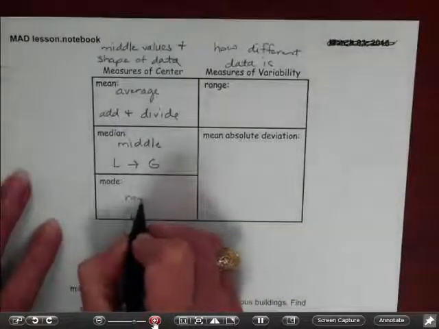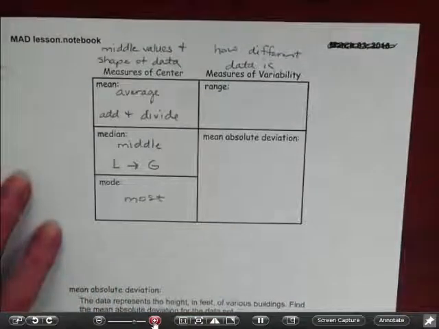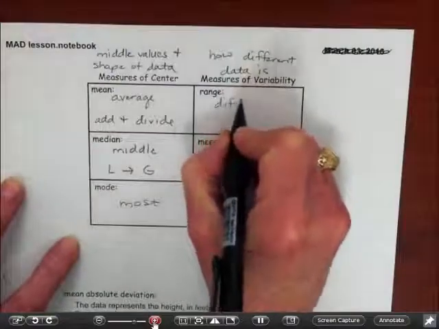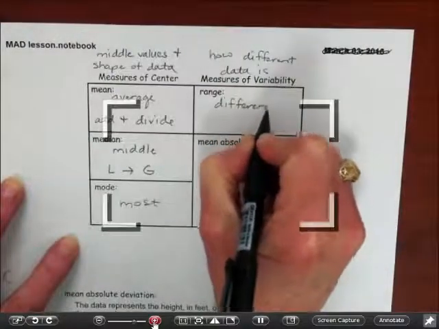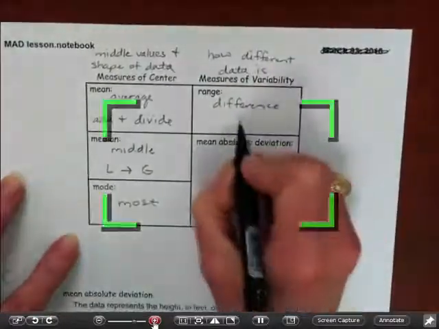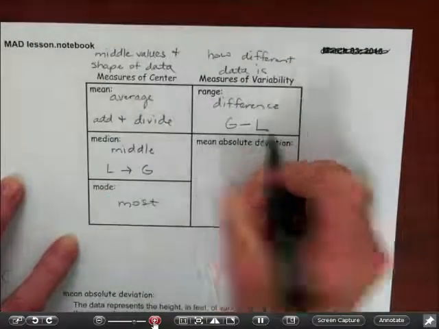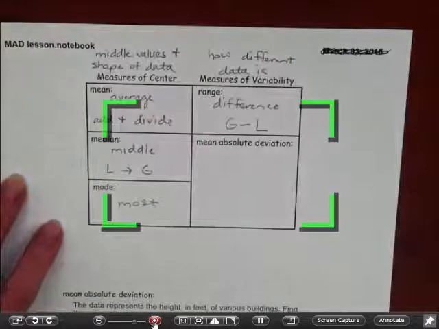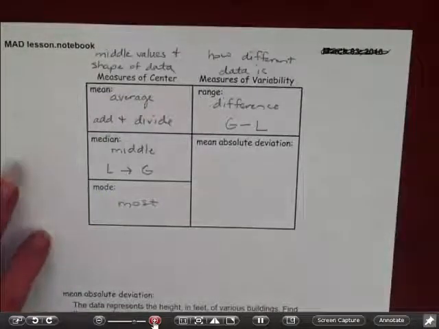Mode, most. That's your key word there. Okay, mode, most. Now, the range is the difference. Difference means we're doing what? Greatest to least. Subtracting. Greatest minus the least. Okay, so you take your biggest number, you subtract your smallest number, that's the range. That's how variable your data is.